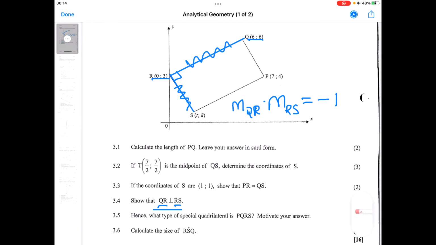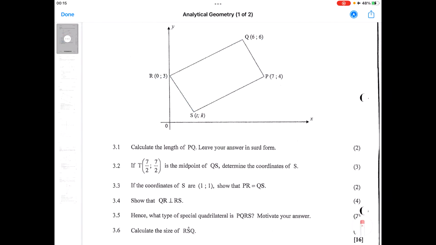So very quickly, let's move on to the next question. I think you now have an idea of how to work out that question. So let's see, question 3.5. Hence, what type of special quadrilateral is PQRS? Motivate your answer. Very, very important, ladies and gentlemen, that at all times you pay full attention to all that you learn at school.